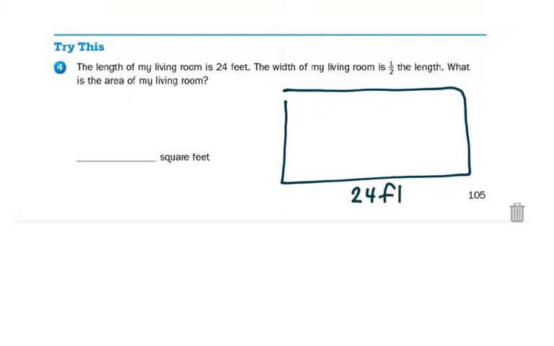24 feet. Go ahead and draw this in. Remember, whatever I do in my whiteboard, the video, you are doing in your math journal. The width of my living room is half of the length. So what we're doing is figuring out what is half of 24. Well, remember, of means to multiply, so 2 times what would give me 24?